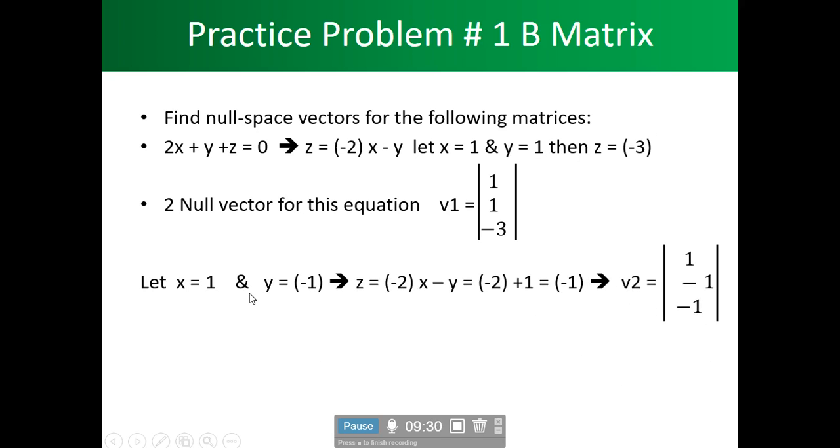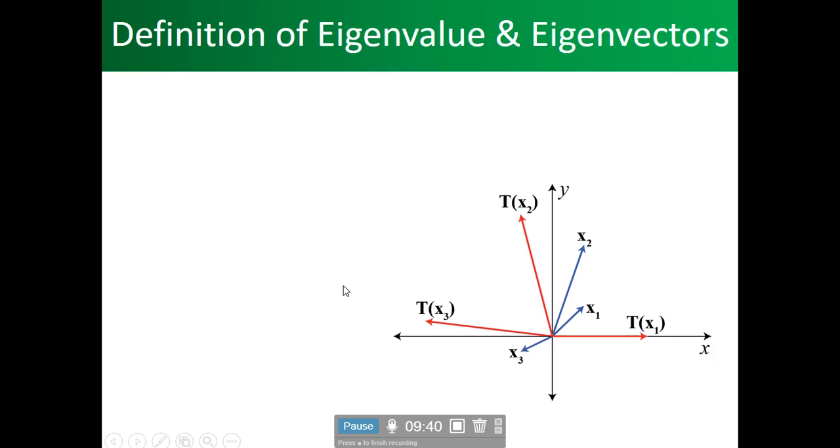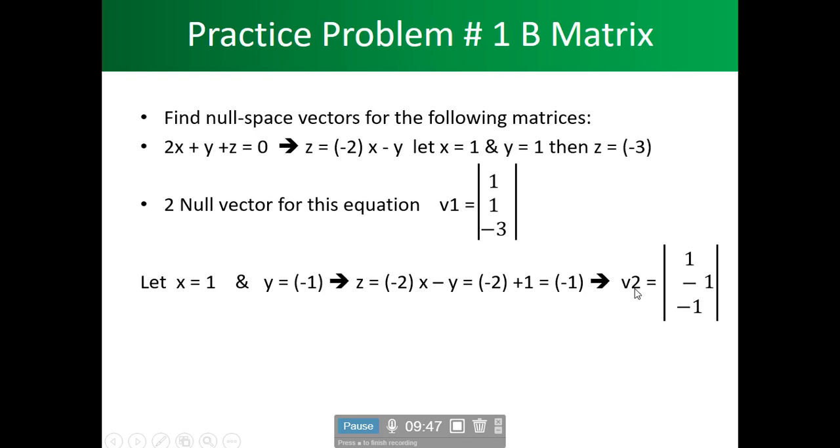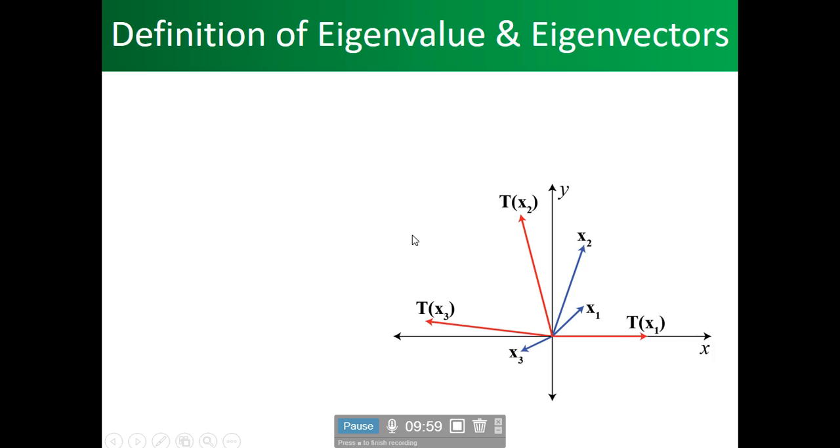So now we're going to let, like I said, we can let it equal anything. So we're going to let x stay at 1, but we're going to change y to a minus 1. Okay, so x is 1, y is a minus 1. Then we find out what z is. Okay, so here z is equal to a minus 1. So here we have 2 null vectors.